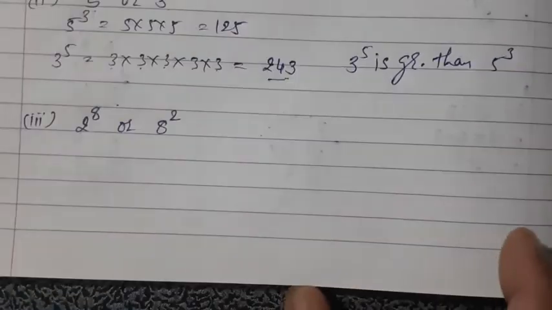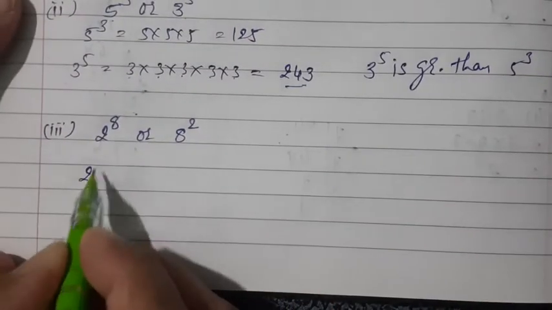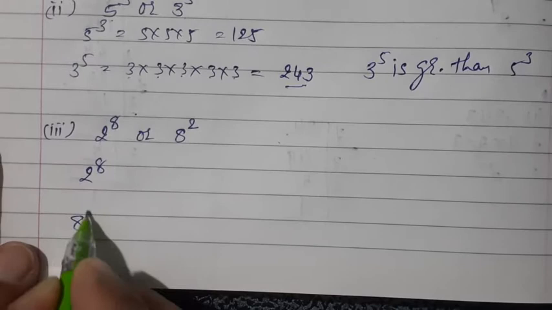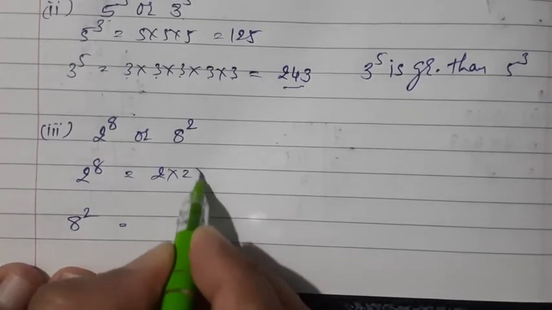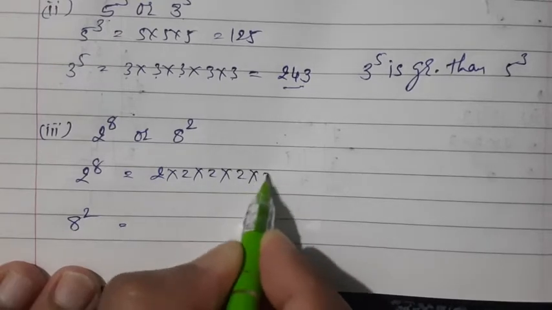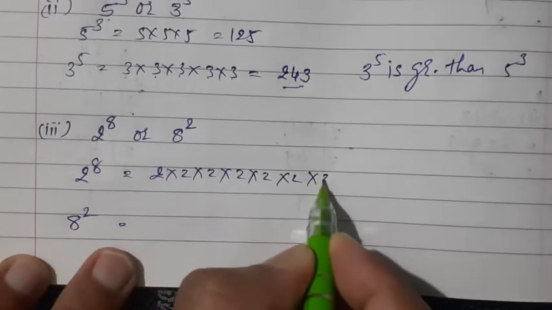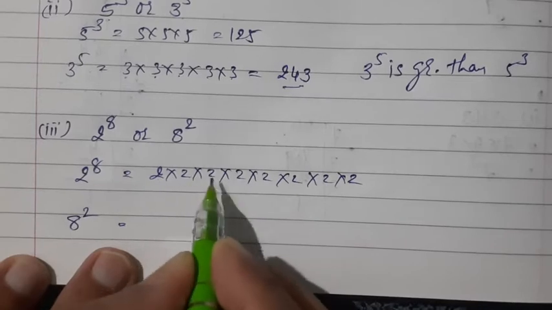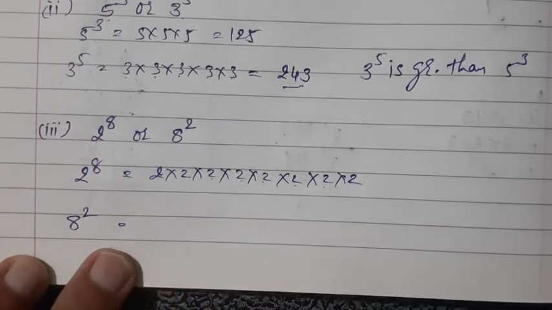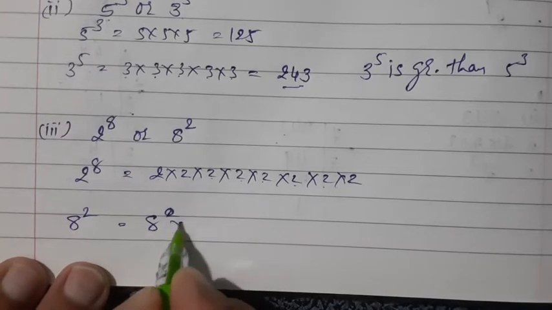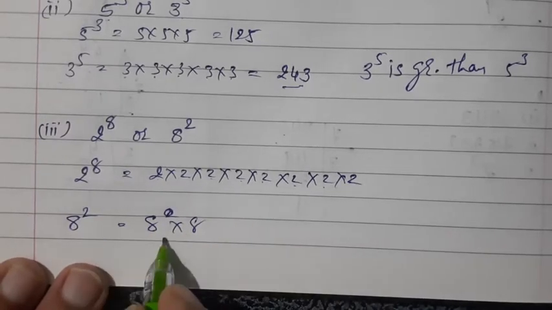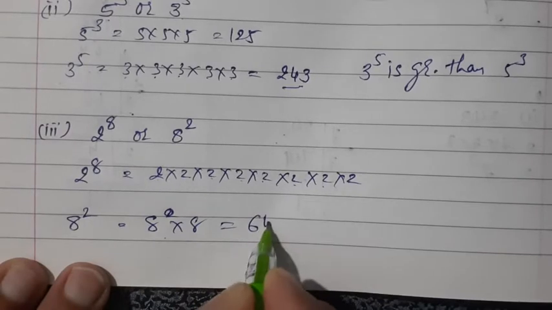Okay. Now here 2 raised to 8 and 8 raised to 2. Let me find out both. So 2 into 2 into 2, how many times? 8 times. 1, 2, 3, 4, 5, 6, 7 and 8. And here 8 square is there, means 8 into 8. Let me find out this one first. 8 into 8 is 64.